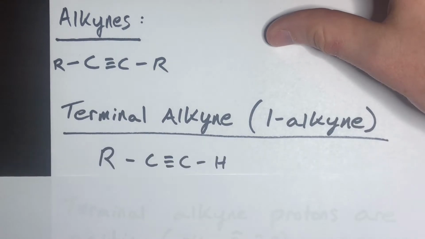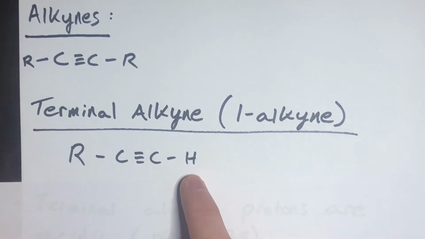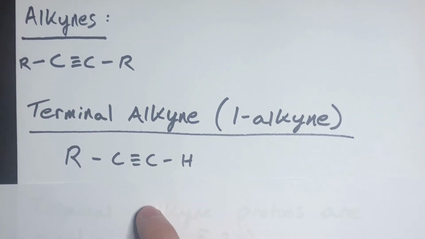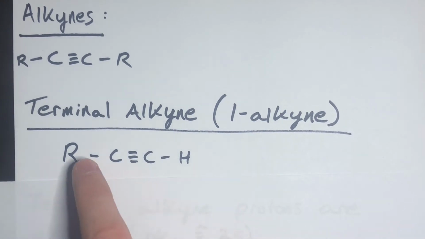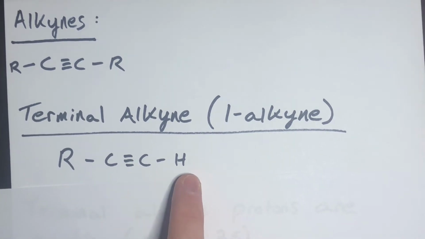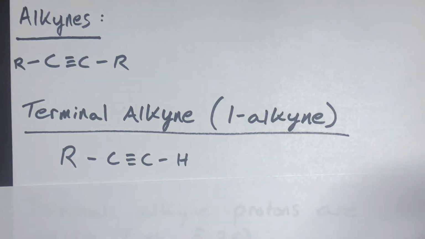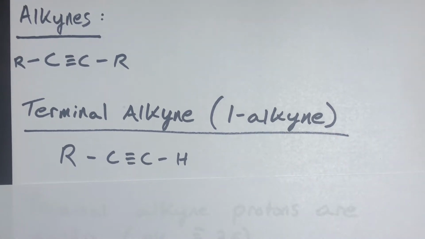In addition, there is a terminal alkyne. Terminal alkynes have a proton, so a hydrogen atom, at the end or the terminus of one side of the alkyne. It's called terminal because now this carbon-carbon chain cannot extend further beyond the hydrogen, because as we know, hydrogen cannot take a second bond, it can only have one bond. So by that definition, a terminal alkyne cannot extend any further. This hydrogen cannot be bound to another carbon, making the chain longer.